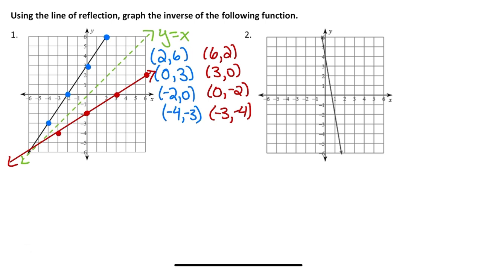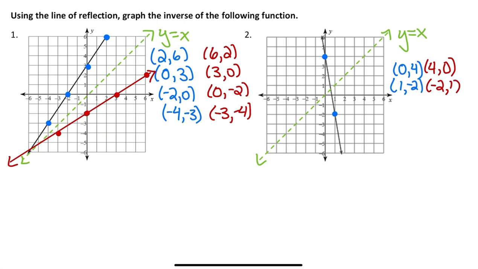First, we'll find points on the original line and we'll graph our y equals x reflection line. On the original line, we have just 2 points that cross at nice intersections, one at (0, 4) and one at (1, -2). So when we find the inverse of those, we'll have (4, 0) and (-2, 1). Plotting those points, (4, 0), (-2, 1), and connect those dots. They do look like they are a reflection.